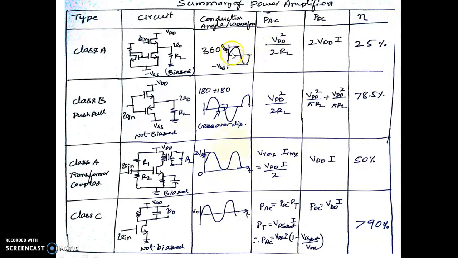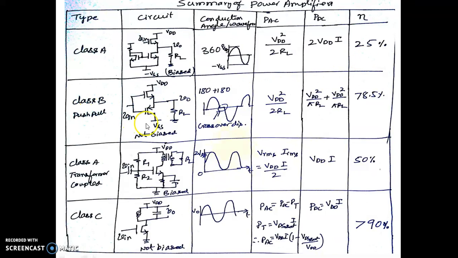The PAC, since you know the output waveform, we can find. The PDC is twice VDD into I, because it is VDD over here and minus VSS over here. The difference happens to be 2 times VDD, assuming VSS is equal to VDD. So the efficiency happens to be hardly 25%. This is a theoretical one. Practically it will be less, around 10 to 20%.